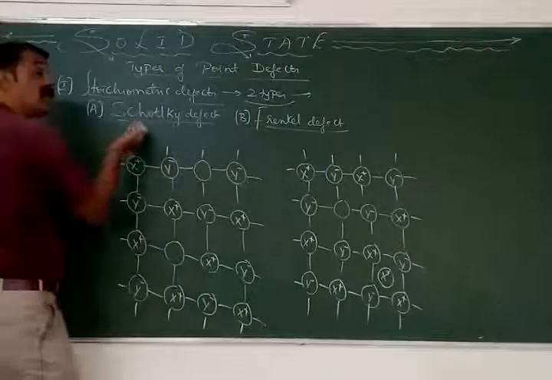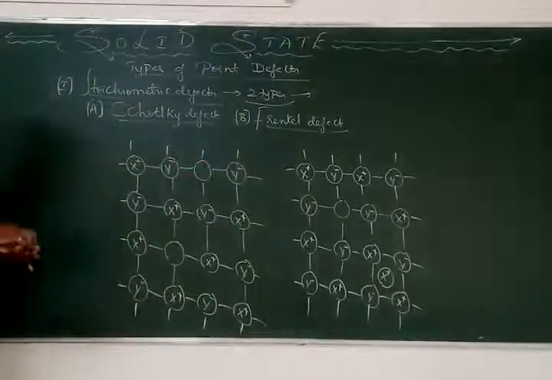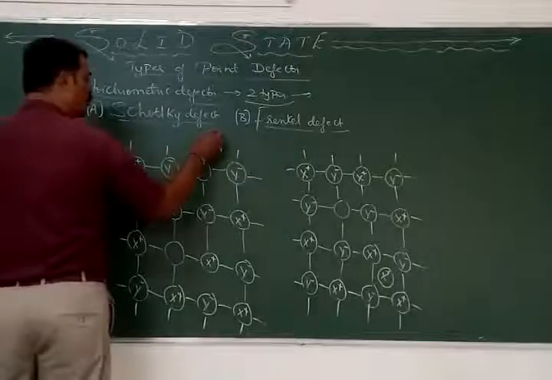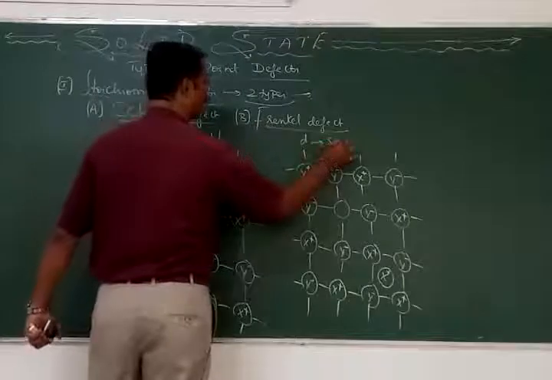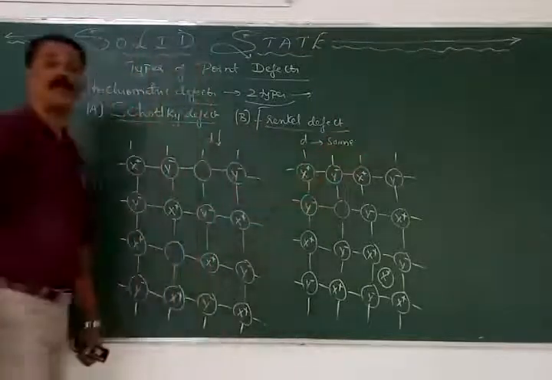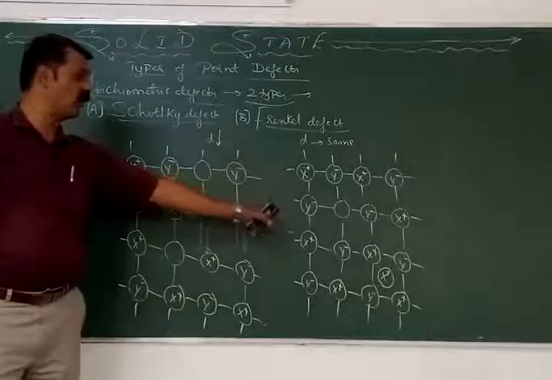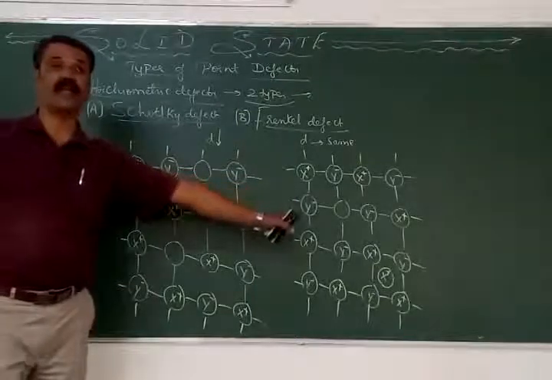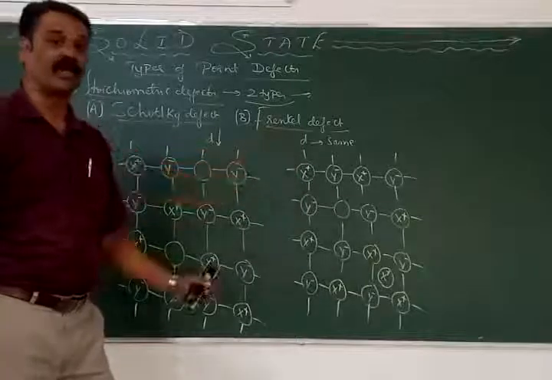This is indirectly called the vacancy defect, and this is called the Frenkel defect. Can I say that the density goes on decreasing here, while the density remains the same there? Due to the Frenkel defect, what happens? The density remains the same. Why? Because we have the same number of cations and anions, 8 and 8, which means the mass remains the same and the volume remains the same.